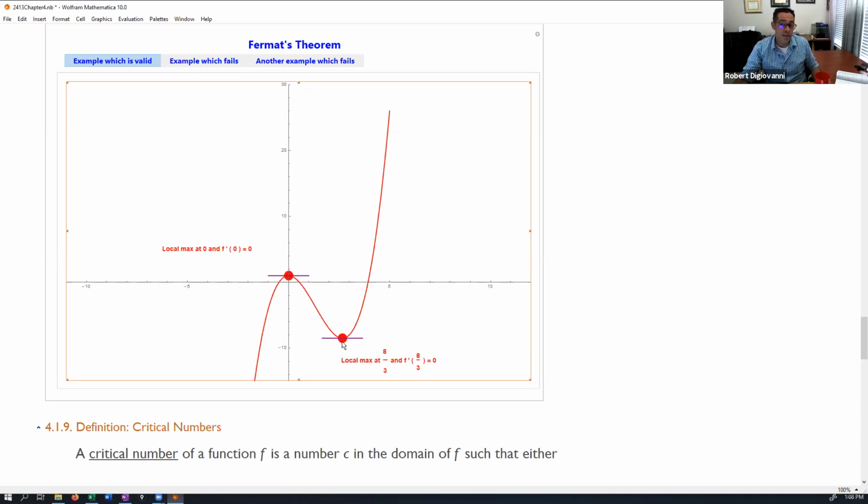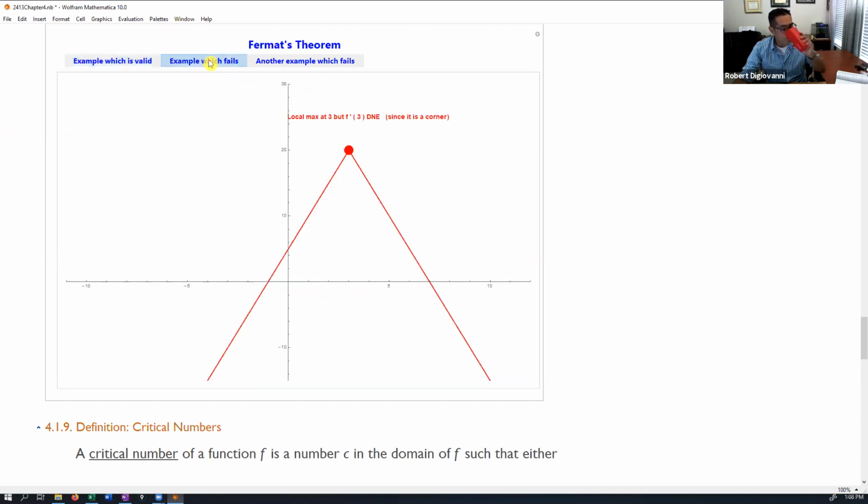Let me show you an example now of where Fermat's theorem does not work. Is that point a local maximum? Is it the highest point around here? It is, right? It is a local maximum. However, the derivative there does not exist. Why doesn't the derivative exist? Do y'all remember?